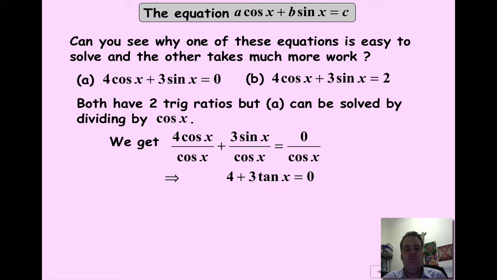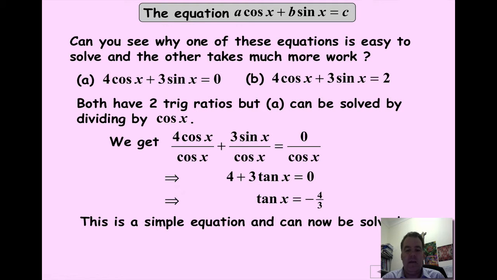Cos x cancel, sin x over cos x is tan x, and on the right hand side, importantly, 0 divided by cos x is always 0. So we get a nice equation in tan. We've got shift tan negative 4 over 3. This is a simple equation that we can solve.